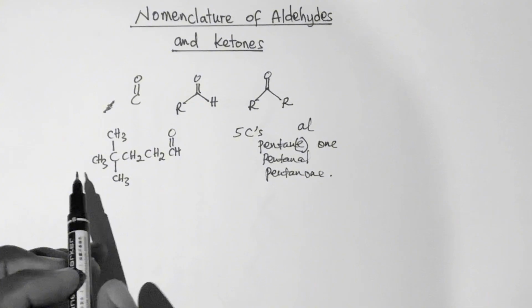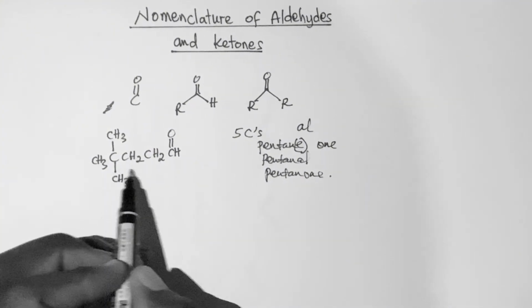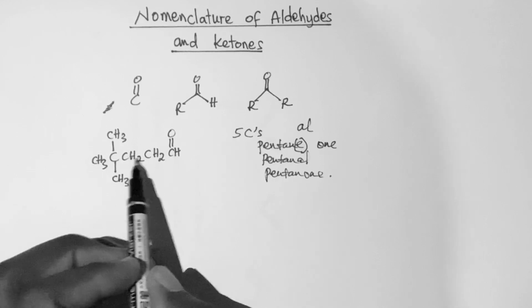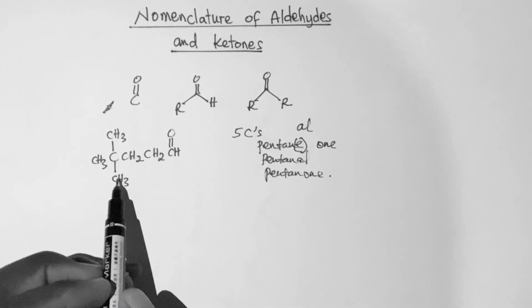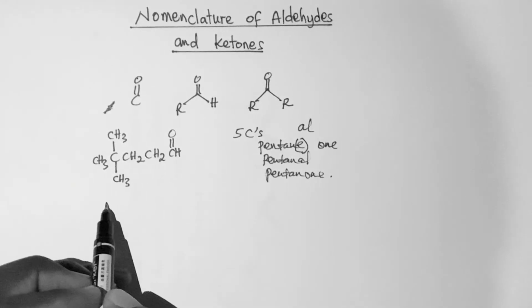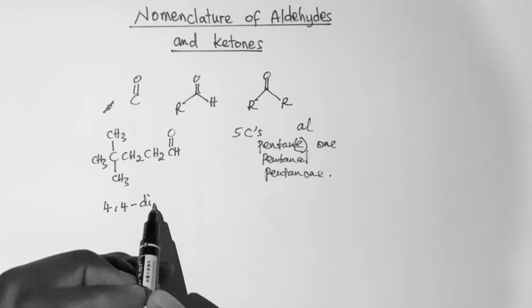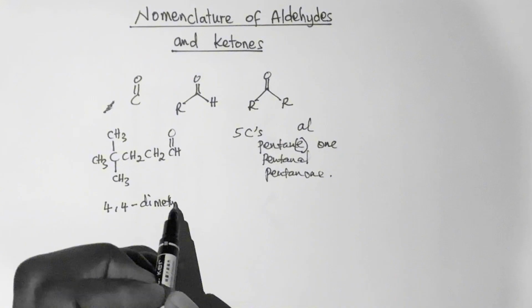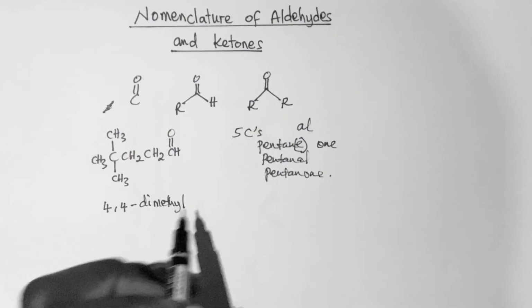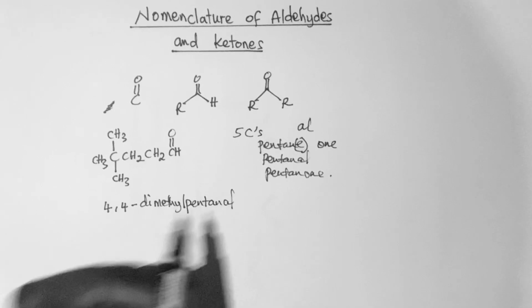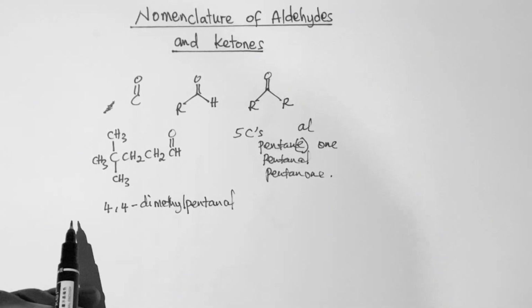So let's come back. However, we see that there are two methyl substituents on carbon number 4, counting 1, 2, 3, 4. So we have 4,4-dimethyl, and then the pentanal. So that is the name of this aldehyde.